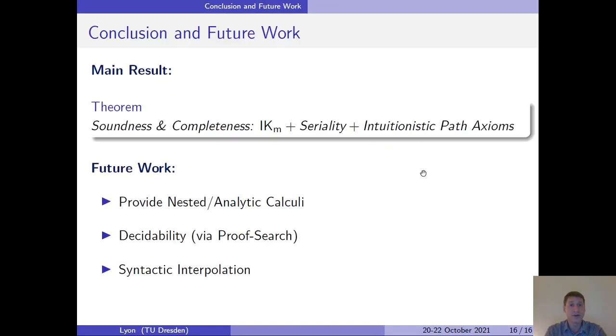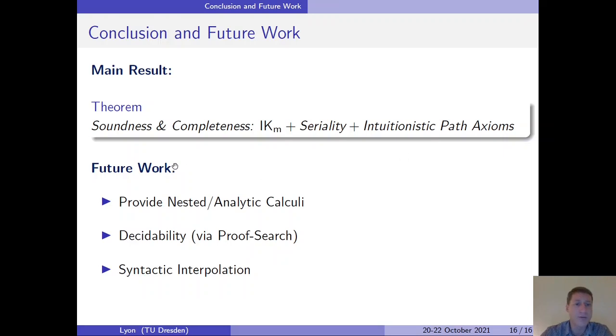Okay, so just to conclude, what this paper does is a very basic goal that's achieved. It shows that taking an axiomatization for IKM, extending with whatever seriality axioms or whatever intuitionistic path axioms, it proves soundness and completeness for that axiomatization. Soundness is shown by a very basic induction argument on the length of given derivations. Completeness is a pretty standard canonical model construction.